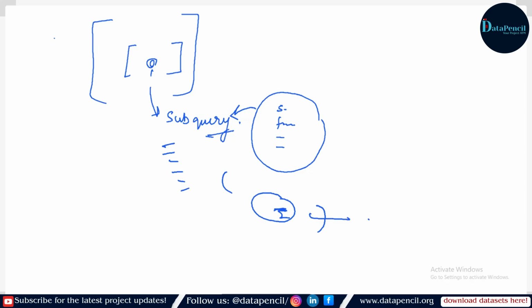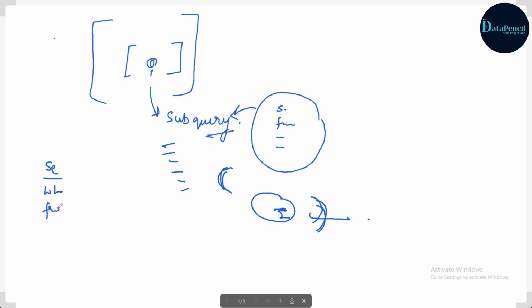Now the question comes: where can we put these brackets of a subquery, or where can we basically use a subquery? We can use it inside a select statement, inside a where clause, inside from, inside a having clause, with exists, with in. There are various places where we can use this subquery. We will see it more clearly when we execute our queries.